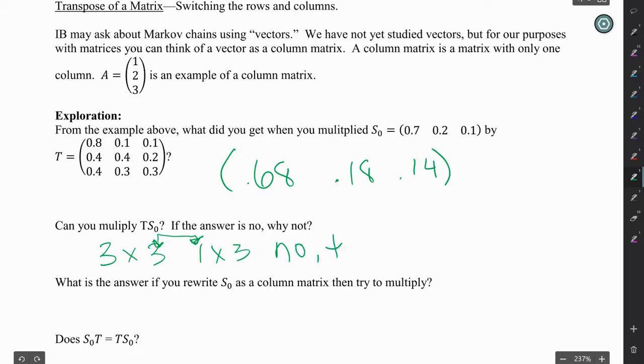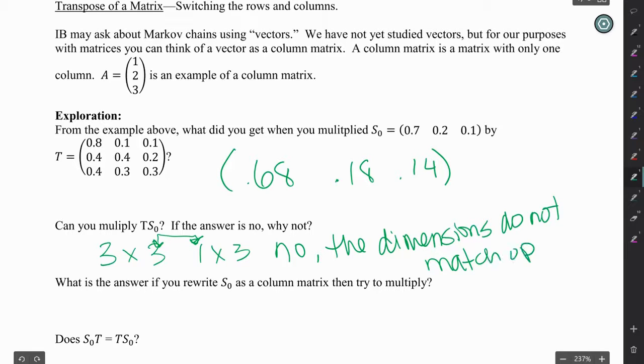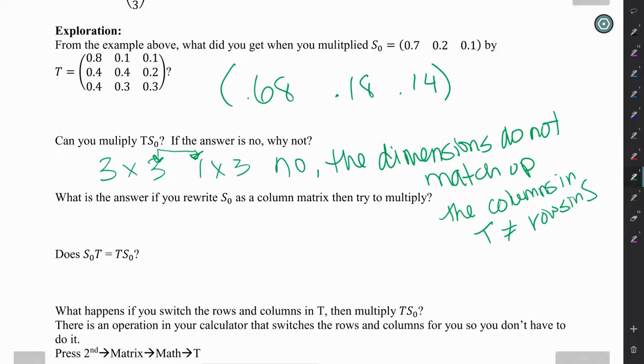So we can't do T times S the way it is. The dimensions do not match up. What I mean by that is the columns in T do not equal the rows in S. So if we try to rewrite S as a column matrix and then multiply, what do we get? We just need a column, so we'll just switch it around.